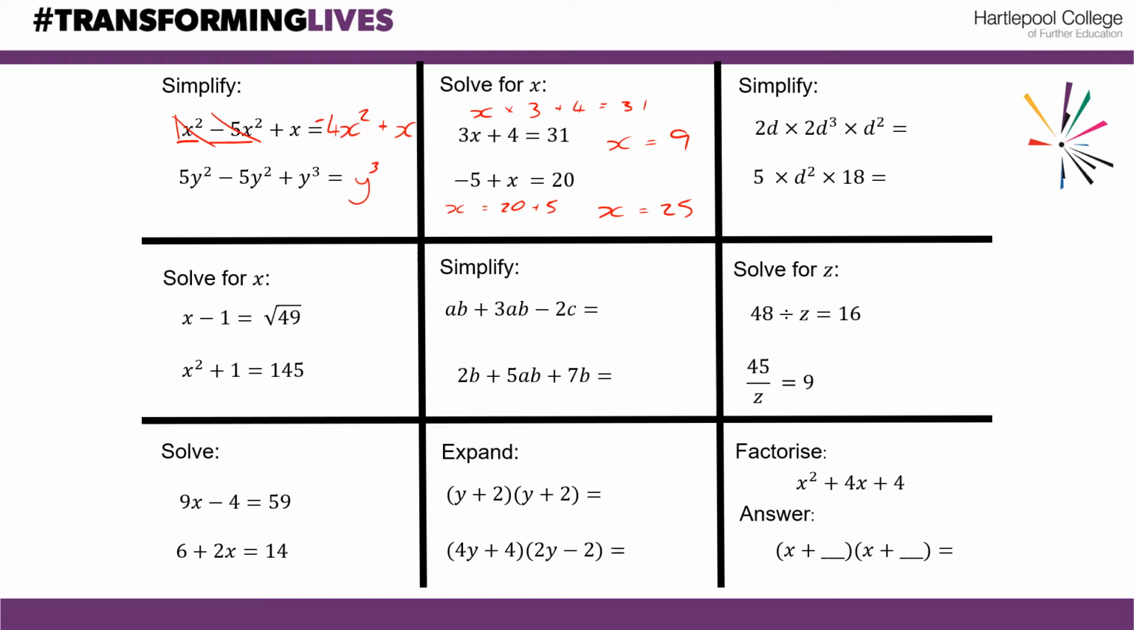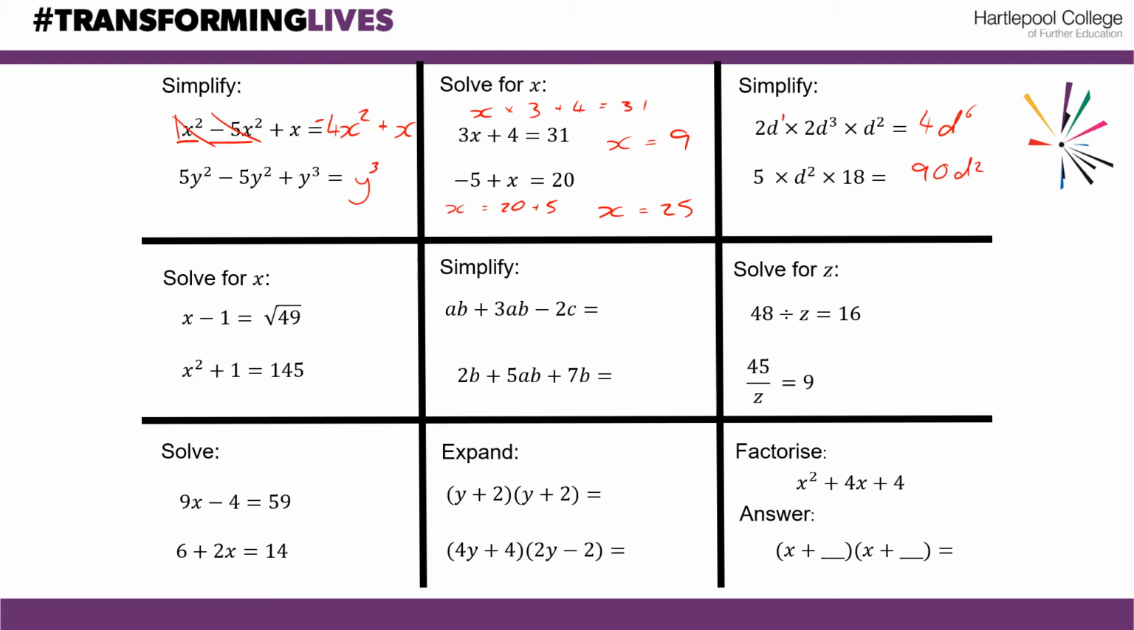Next up, simplify. So we're multiplying things together. Now remember, d on its own is really d to the power 1. If we remember back to our laws of index, when you're multiplying things with powers, you're really adding the powers together. So d to the 1 times d cubed times d squared, you can simplify to d. 1 add 3 add 2 is 6. So that's d6, or d to the power 6. Multiply the numbers together. 2 times 2 is 4. That's 4d to the power 6. Next up, 5 times d squared times 18. We'll think 5 times 18 is going to be 90, and then I've got 90d squared.